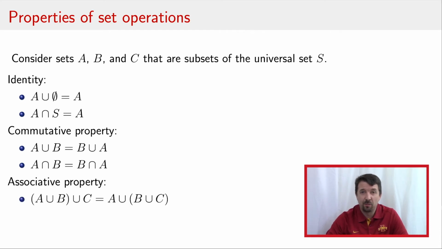We have the associative property. So the associative property here deals with when you do repeated operations of the same kind. So in this case, all unions, just like if we were doing all additions. And here, if you're doing all unions, you can decide what order you want to take those unions in. So in this case, we have A union B, and then we take the union with C. On the right side of the equation, we do B union C first, and then we take the union of that union with A. And a similar result holds for intersections.